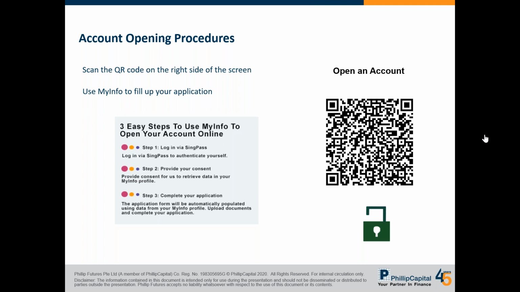Okay, over here, let me just pause for a while. I have some questions about the account opening procedures. Yeah, so what you need to do is just scan the QR code on your screen here, and then it will actually prompt you to use MyInfo. Then you just fill it up using SingPass. Okay. All right, so let me just pause for a little while. Continue to send in some questions if you have.